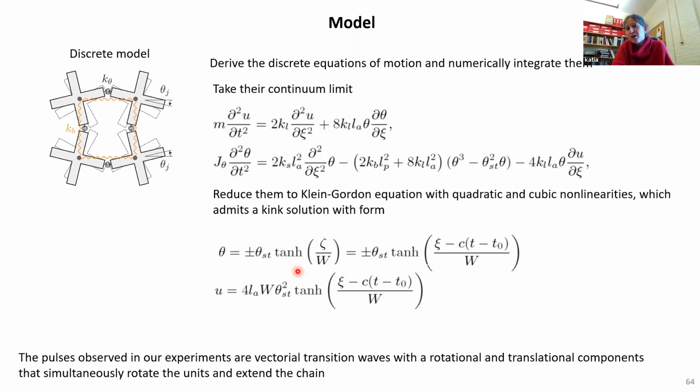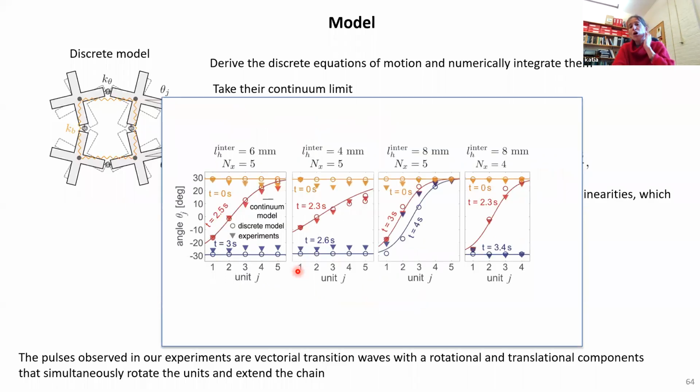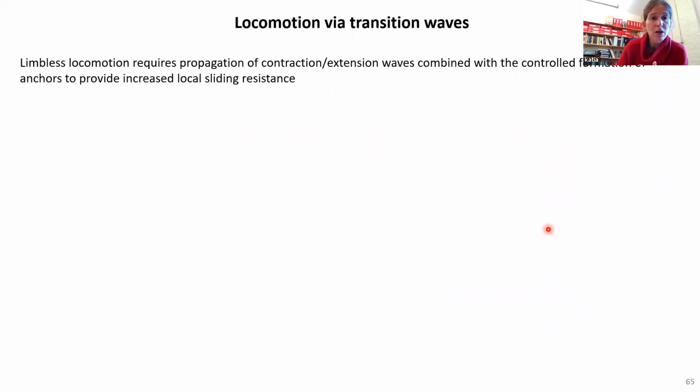The first question is, is this model any good? So here I'm showing four different configurations. We are comparing the experiment, the discrete model, so basically the discrete equations of motion numerically integrated, and this analytical model, and we can see good agreement for all four. So the model seems to capture what's going on in the structure.